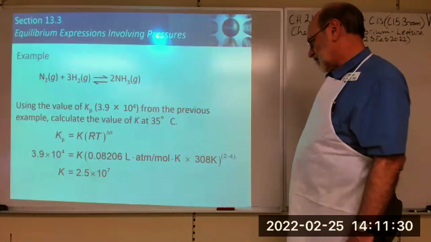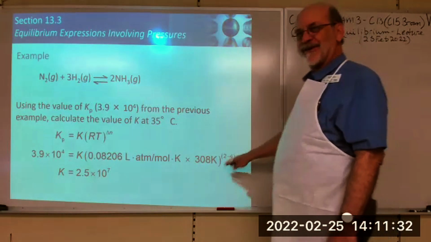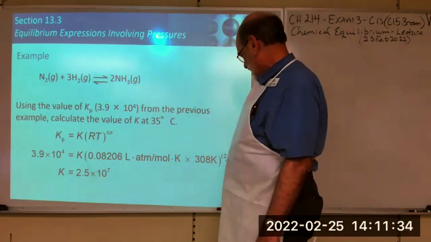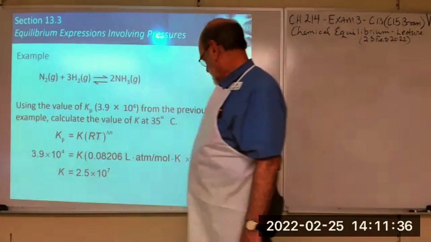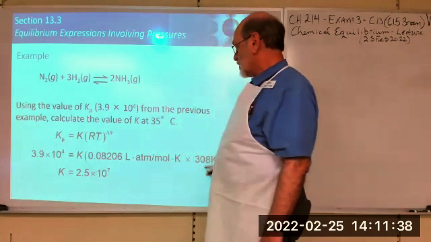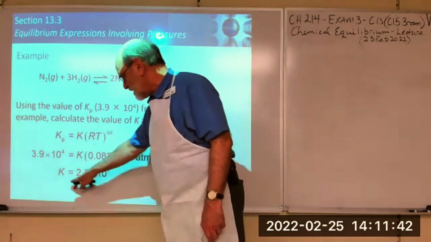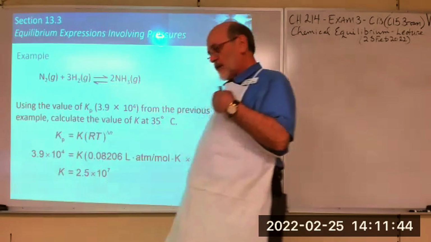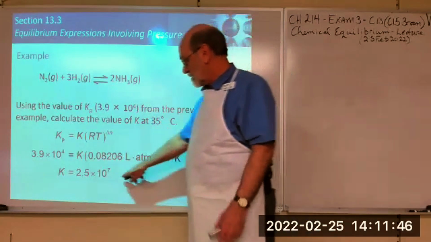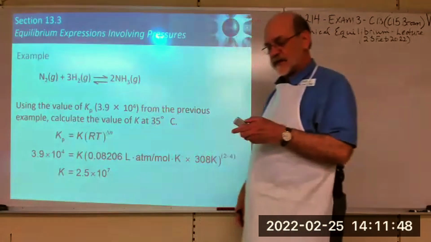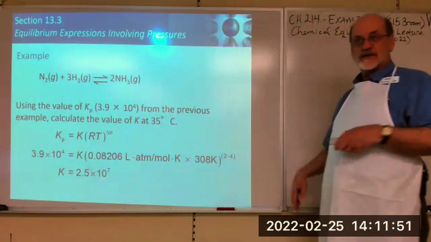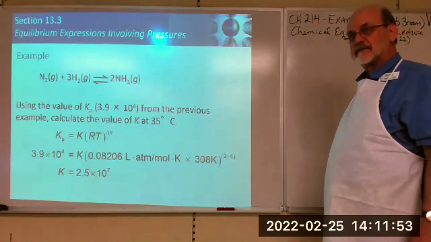That's what we're going to do right here. So there's your minus 2. There's your gas constant. There's the temperature. We're doing this at 35 degrees. And then we calculate the K for molarity units as 10 to the 7th. So they're not the same as the atmosphere version.